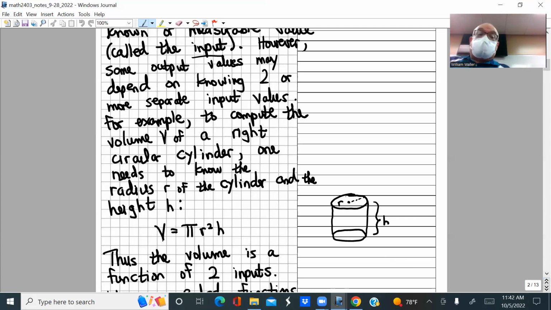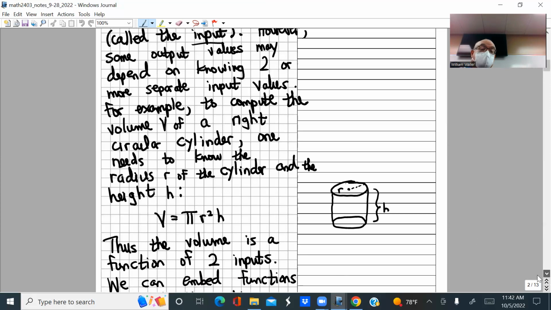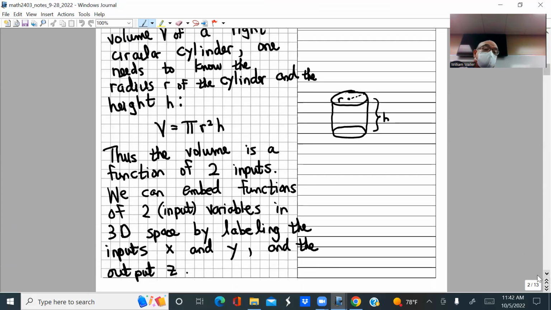So the volume here would be the output. That's what we're trying to figure out, not easy to measure physically from the quantities that are easy to measure physically. But notice this is a function of two variables, because for a cylinder you need to know two things to determine the volume. So you get a function with two inputs, and then the output volume.